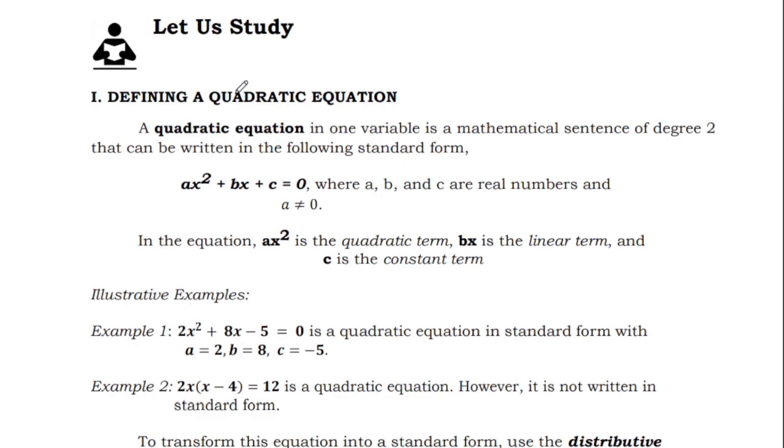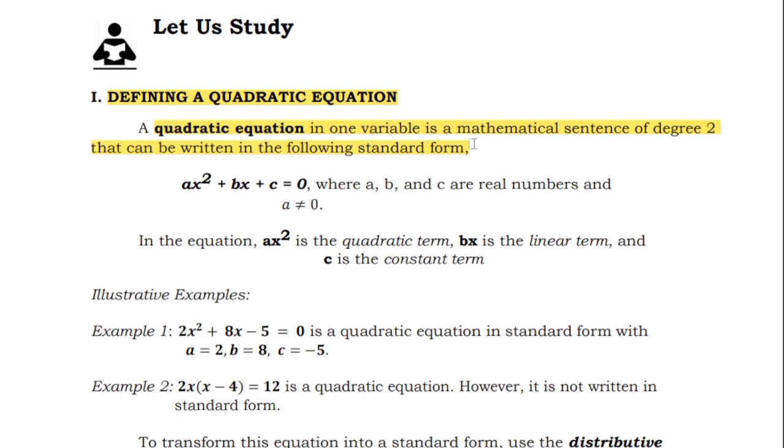So the next part of our module is "Let us study." Let us begin first with the defining term of a quadratic equation. A quadratic equation in one variable is a mathematical sentence of degree 2 that can be written in the form ax squared plus bx plus c equals 0, provided that a, b, and c are real numbers and a may not be equal to 0. Because if it is equal to 0, it will turn out to be a linear equation.